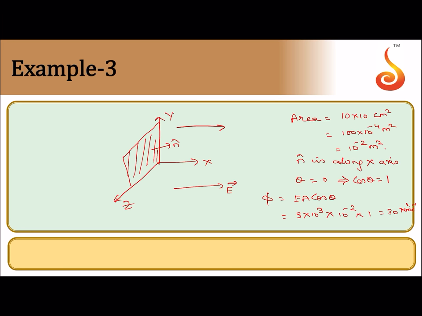I'll repeat again. The area is nothing but A square, A into A, which is 10 into 10, 100 centimeters squared, convert to meter. So 10 power minus 2 meters squared. N cap is also along x-axis. E bar is also along x-axis. Therefore, theta is equal to 0 or cos theta equals 1. Therefore, flux is equal to E into A into cos theta. E was 3000, A was 10 power minus 2, cos theta is 1, or 30 Newton meter square per coulomb. Can we note it down?